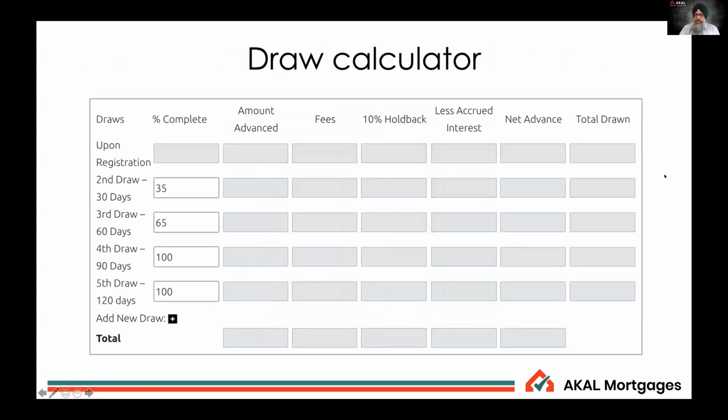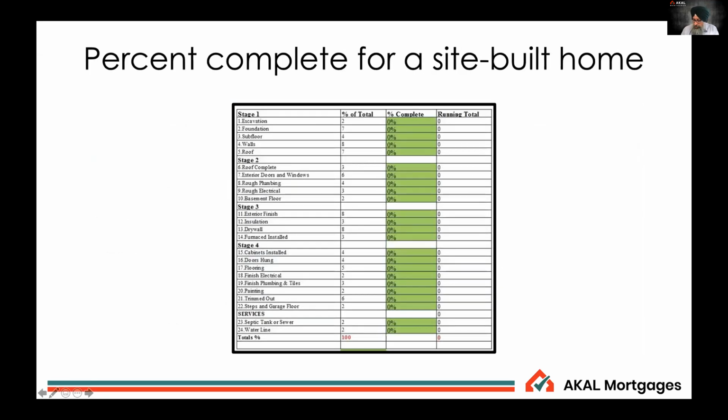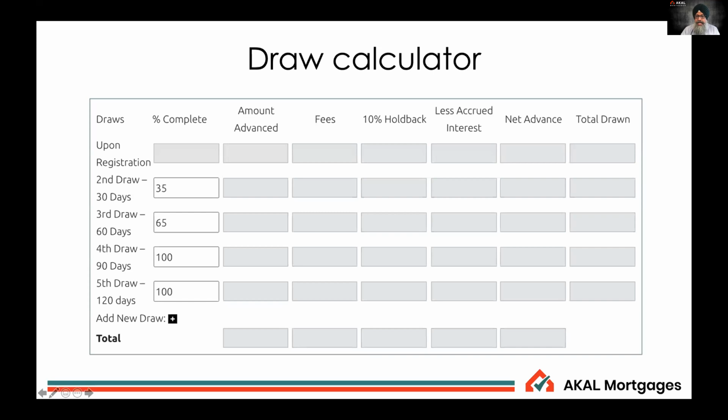How will the draw calculator work upon registration, when 35% is the draw, then 65%, then 100%? It shows the amount advanced, the fee charged by the lender each time, and the 10% holdback taken at that time, less accrued interest, advance, and then total. You can use this with your client to help him or her understand how the draw is going to work in his or her case.